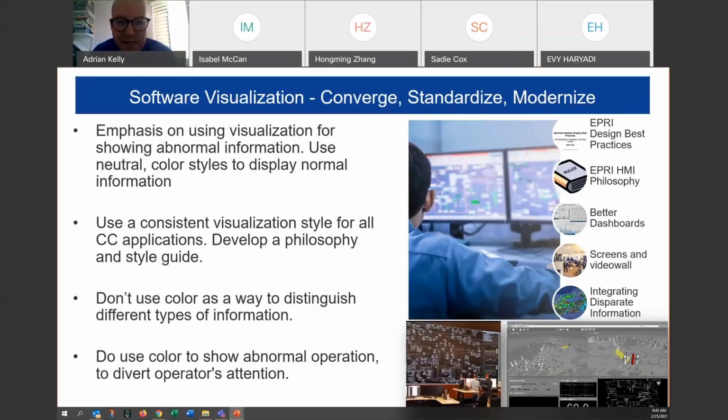You can see that in the bottom right-hand corner. It's a good example. Grayscale, and then yellow for an overload, and red for an outage on a line. So the operator sees immediately there's a problem with this power station on this system. Here's an example of a video wall in the same situation. So don't overuse color, only use it for abnormal indications. Next slide.